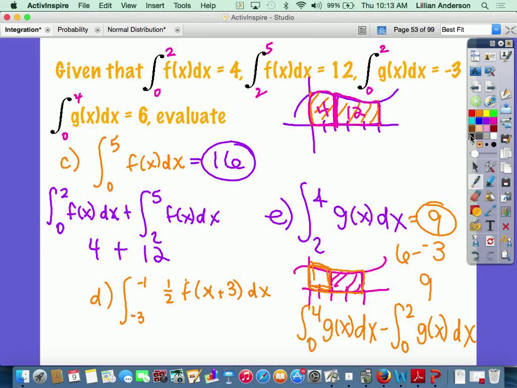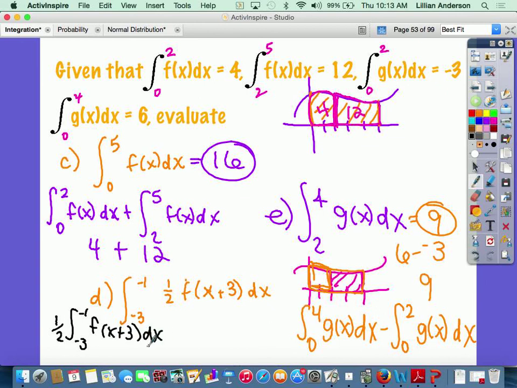Now when that happens, don't let it throw you off, okay? We can actually tackle this very easy. First off, what can I do to that 1/2? I can take it out. So I have 1/2 from negative 3 to negative 1 of f of x plus 3 dx.